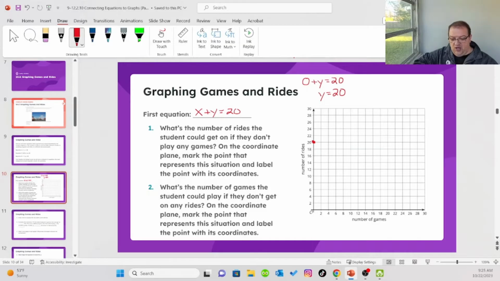Number 2, what's the number of games the student could play if they don't get on any rides? So now we want rides to be y and rides to be 0. So now we have x plus 0 equals 20, which means x equals 20. So if we don't get on any rides, we can play 20 games. So now we have our two coordinates.